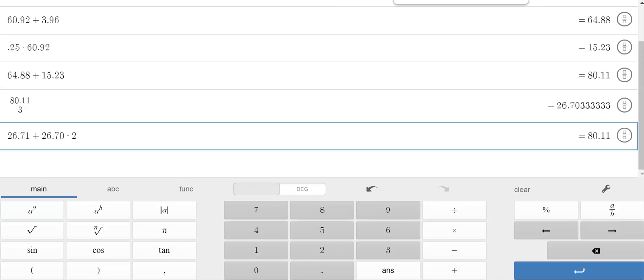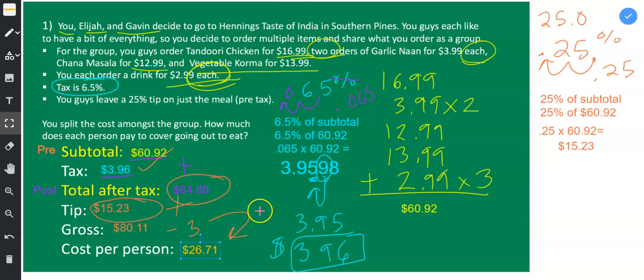And what was important about this problem was that you saw that you can also apply the tip to the pre-tax amount, which is different than the work that we did on Friday.